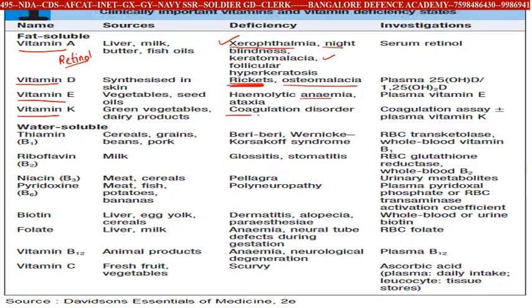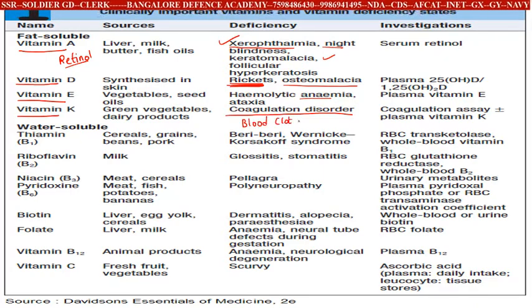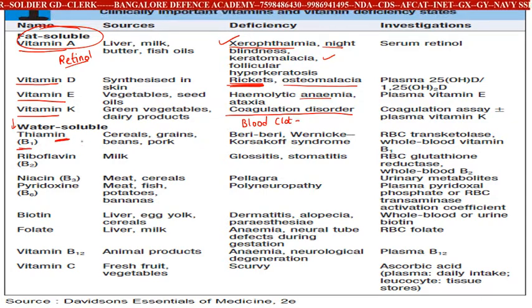And vitamin K, coagulation disorder, that means blood clotting. Sometimes the blood may not clot. The blood clotting disorder will happen due to vitamin K. Now the fat soluble vitamins we have seen are A, D, E and K, and now water soluble, you have only two, that is vitamin B and C. But in vitamin B we have different vitamins like B1. For example, B1 is also called thiamine. In your exam they may ask you the other name of vitamin B1 also.